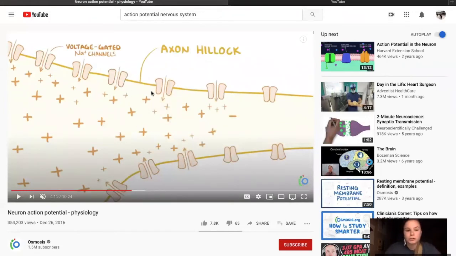So the axon hillock, do you remember, is this little cone shape right before the axon, right? So look, these are voltage gated ion channels, okay? And they allow sodium and potassium to move, right? So we see positive and negative charges everywhere. This is what we're talking about when we're talking about that electrochemical gradient.